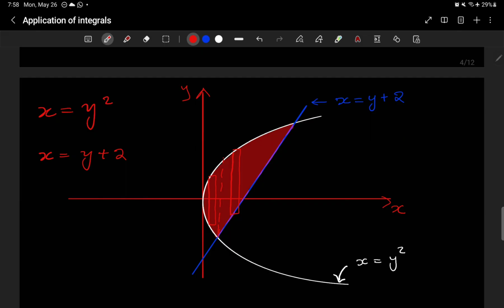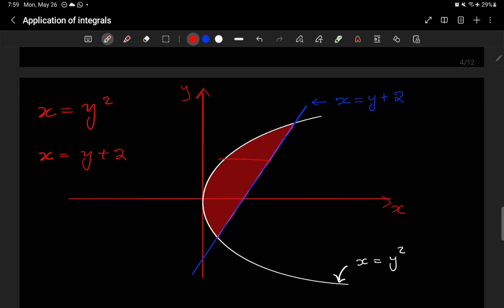So you can work this out by splitting this into two integrals, from 0 to whatever the value of x at this point is, and from that point until where they meet again. So that is one way you can approach it. But we see that that is going to be longer. You'd have to solve two integrals. So to avoid that, we're going to pick horizontal sections.